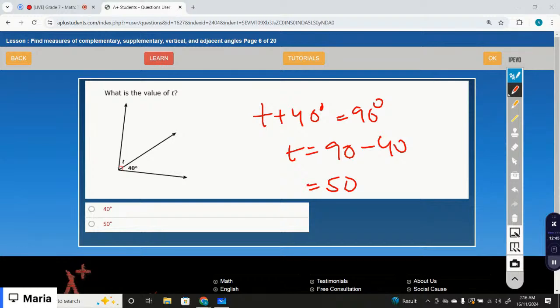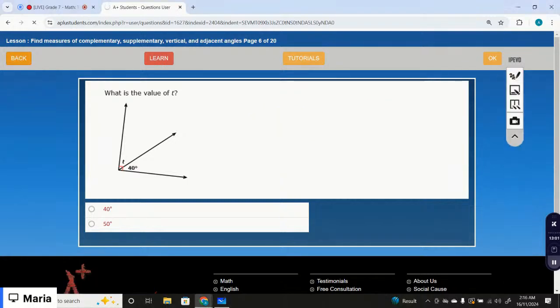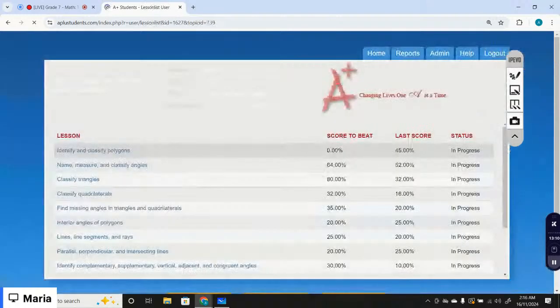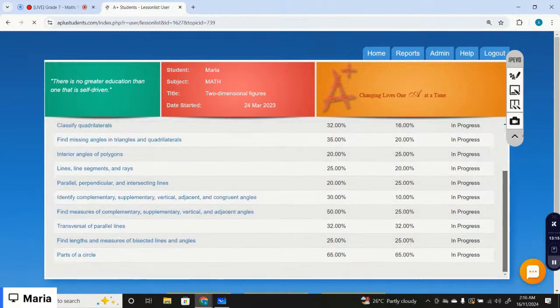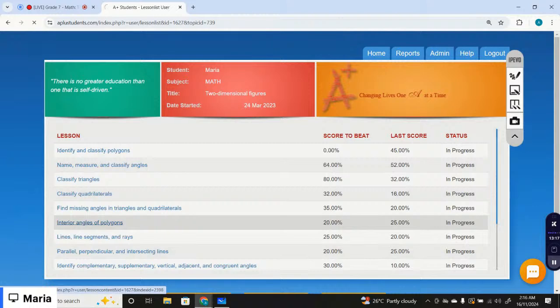Okay, you can complete the lesson by yourself later today. Let me just move on to the next lesson. And the next lesson is transversal of parallel lines.